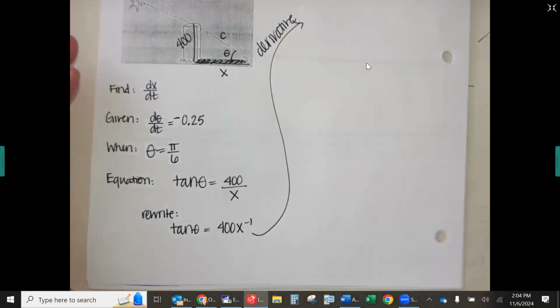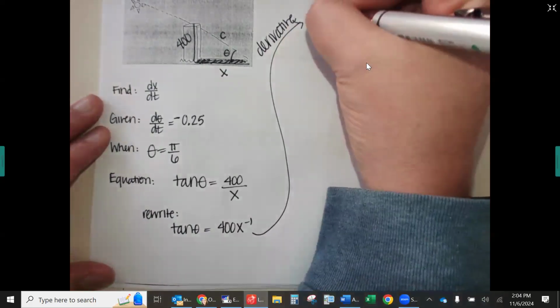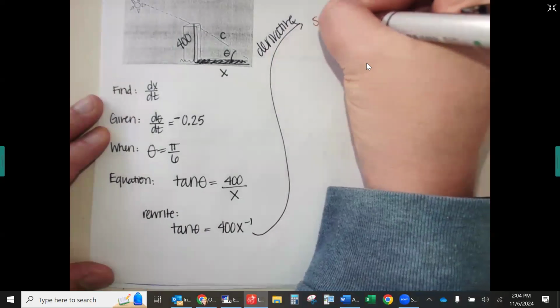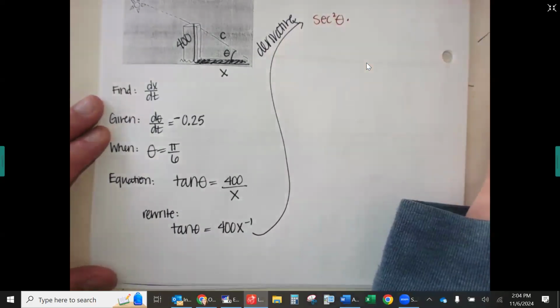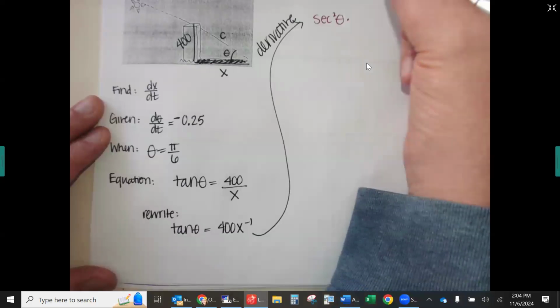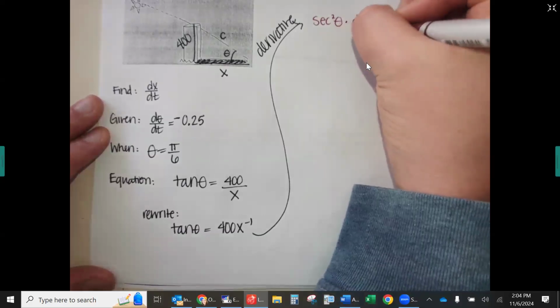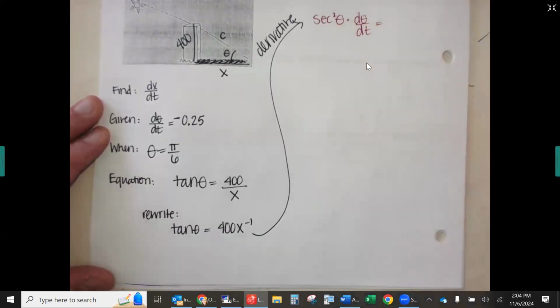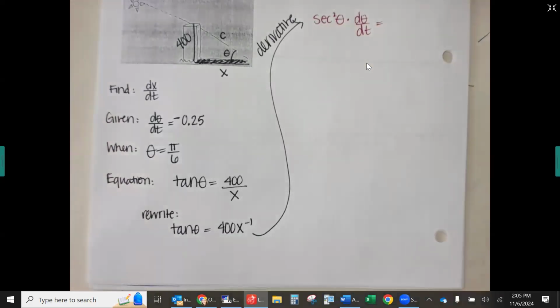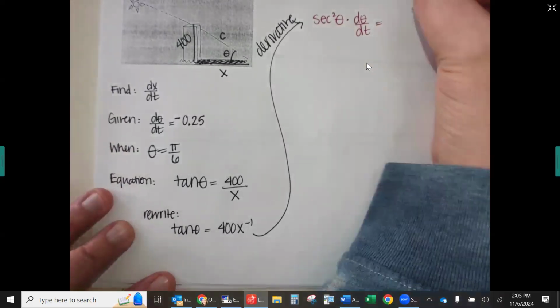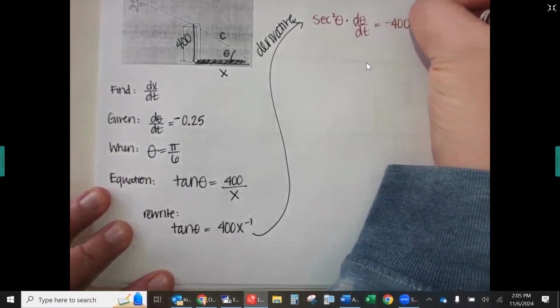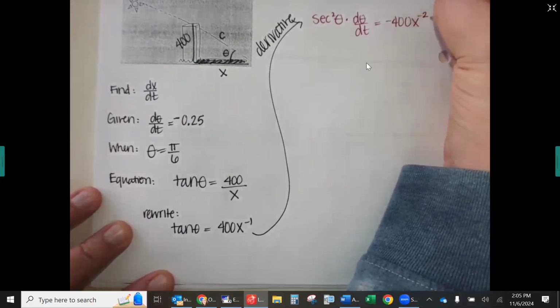Okay, for tangent, anybody remember the derivative for tangent? Tangent is going to be secant squared. Close. And then when I take the derivative of tangent, I get secant squared theta what? D theta dt. Very good. Then on the other side, I'm taking the derivative of 400x to the negative 1. So my negative 1 is going to come down and give me what? Negative 400x to the what? Negative 2 times dx dt.